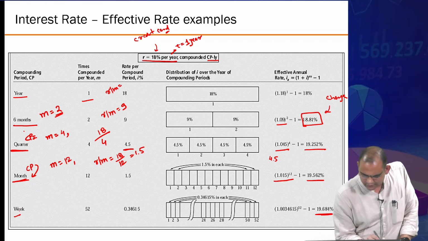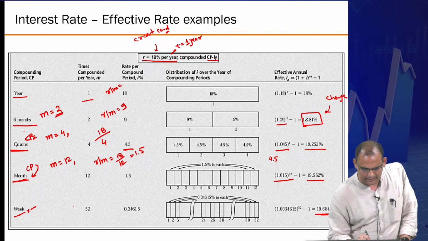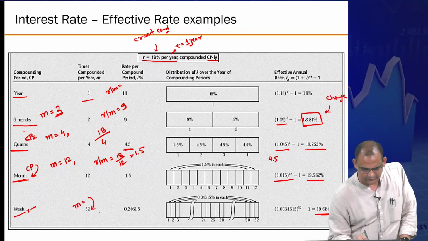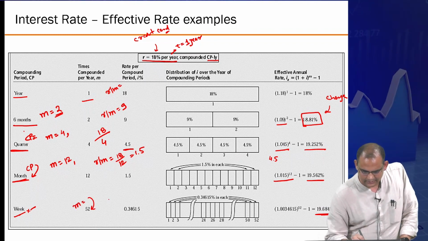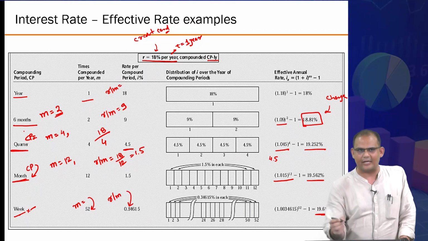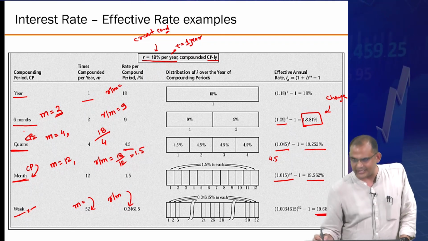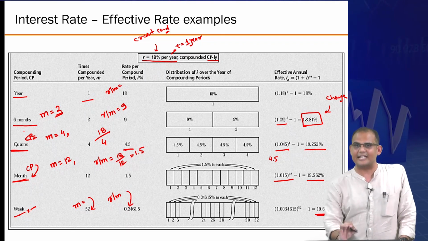When I am saying week, oh, this is not even infinity. Sorry, this is just a weekly basis. M becomes 52. R by M, I'm assuming this value because I've taken this as a screenshot from a book. And finally, you say the 19.684%. This is just on weekly.